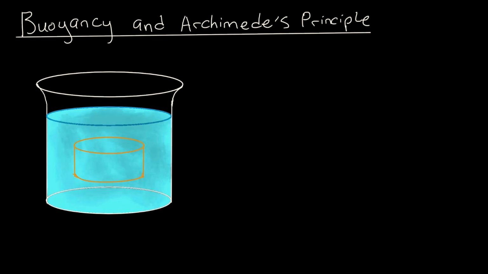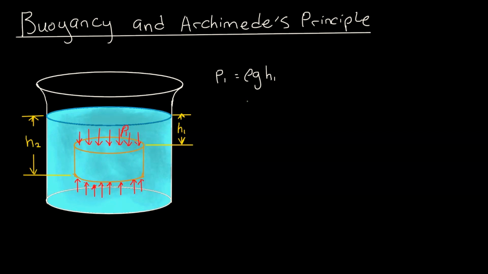We know that the pressure of a liquid increases with depth, so the pressure exerted by the liquid on the bottom surface of the cylinder is higher than the pressure exerted by the liquid on its top surface. We'll call the depth of the top of the cylinder from the surface of the liquid H1, and we'll call the depth of the bottom of the cylinder H2. So the pressure at the top surface, P1, is equal to rho g H1, where rho is the density of the liquid and g is the acceleration due to gravity. And the pressure at the bottom surface, P2, will be equal to rho g H2.